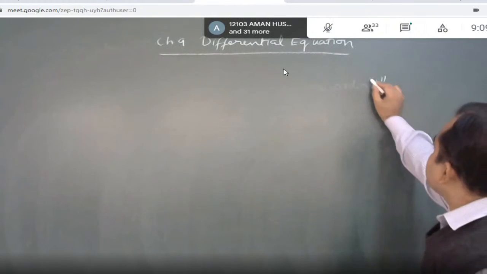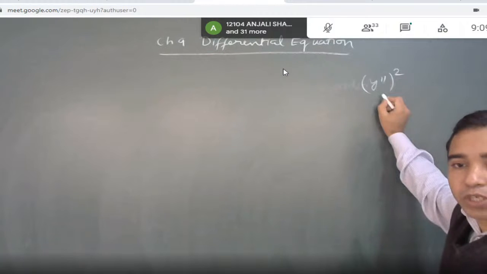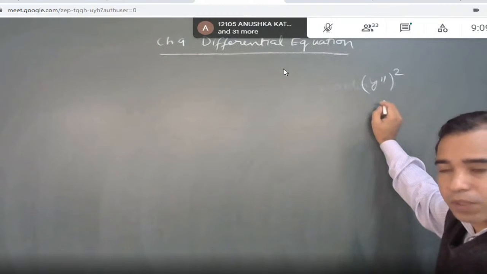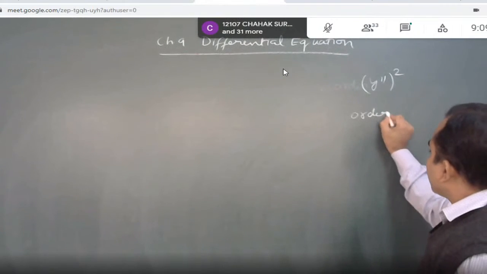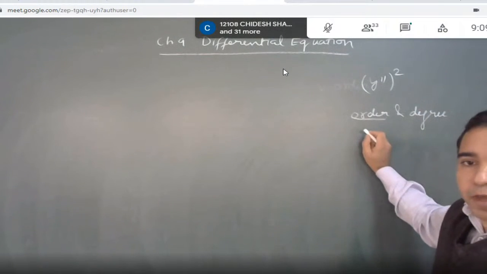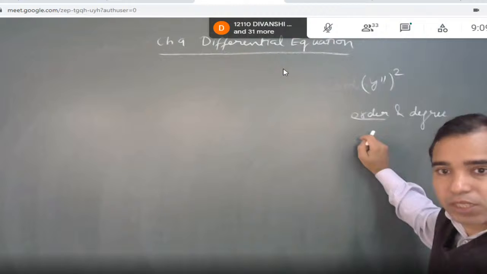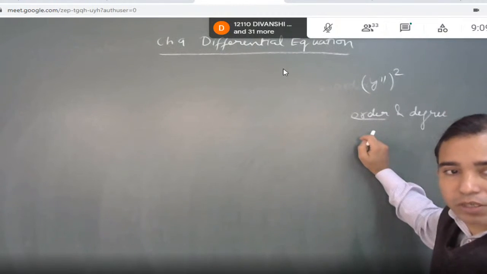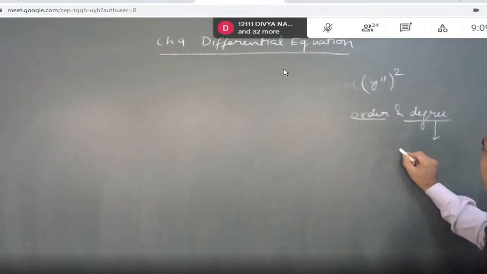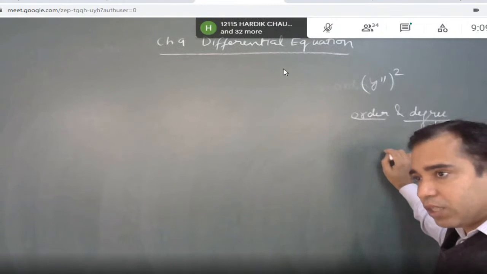They may not be there with power 1; it may contain y double dash whole square or y triple dash whole power 4 or like that. So this is called a differential equation. Now the concept of order and degree comes. The order of a differential equation is determined by the order of the highest order derivative present in the differential equation, and that we discussed and solved in the first exercise. Similarly, degree is the power exponent of the highest order derivative present in the differential equation.